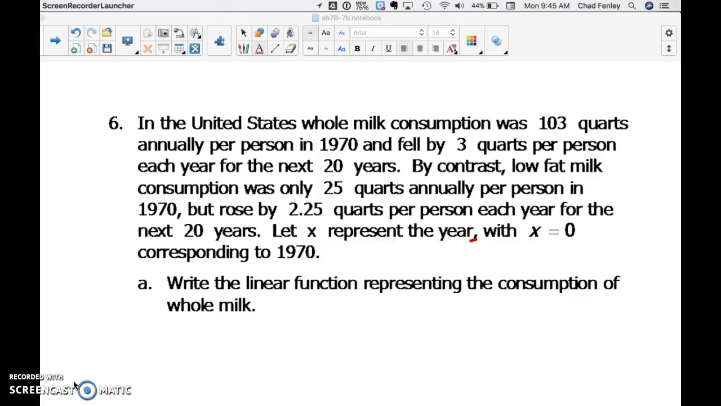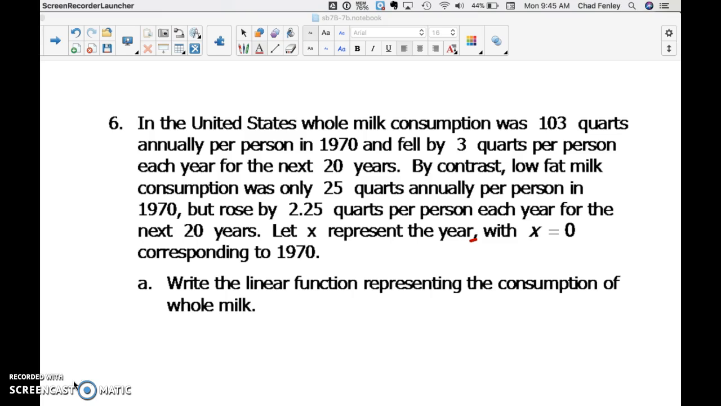Number 6. In the United States, whole milk consumption was 103 quarts annually per person in 1970 and fell by 3 quarts per person each year for the next 20 years. By contrast, low-fat milk consumption was only 25 quarts annually per person in 1970, but rose 2.25 quarts per person each year for the next 20 years. We'll let X represent the year, with X equals 0 corresponding to 1970. So 1970 is year 0, and we'll just increase from there.